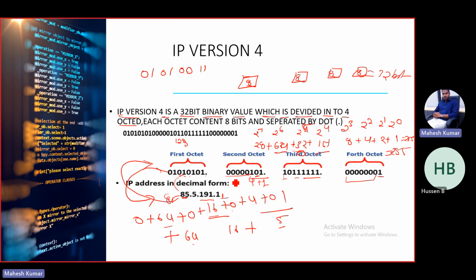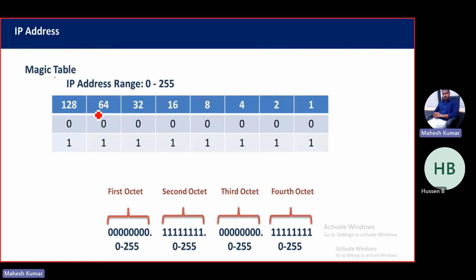0101. So we just now learned about how to convert binary to decimal, and decimal to binary. Then this is a magic table, the calculation table.